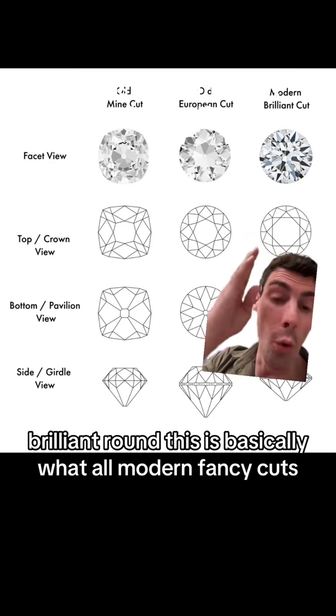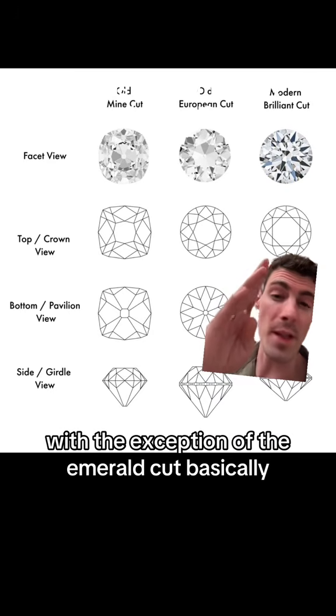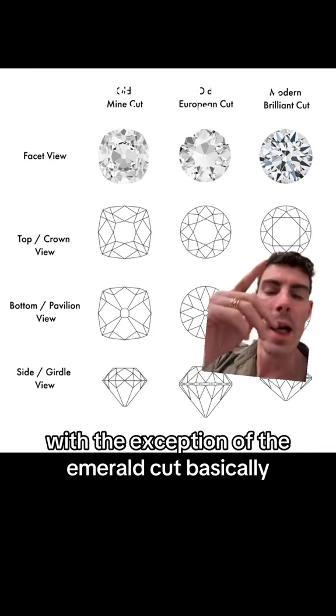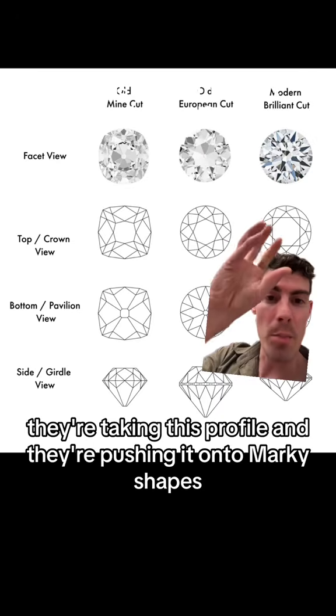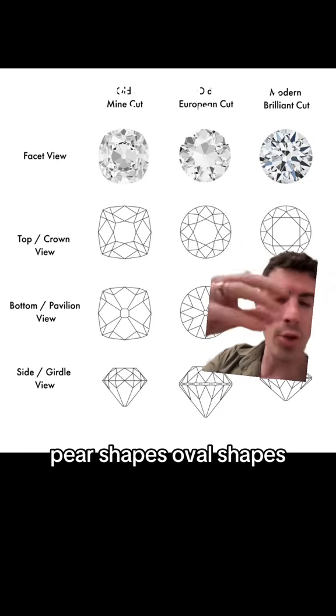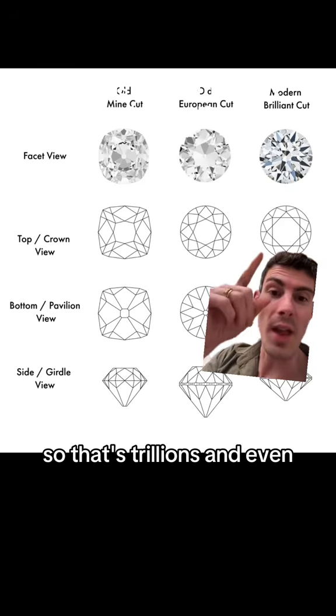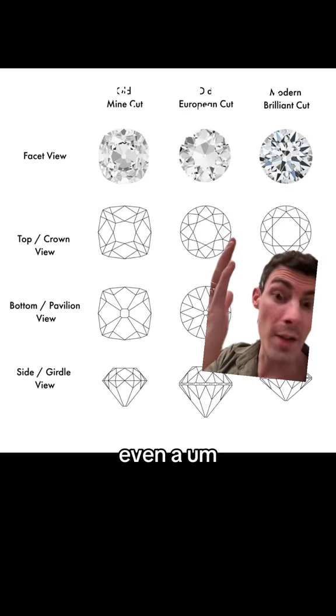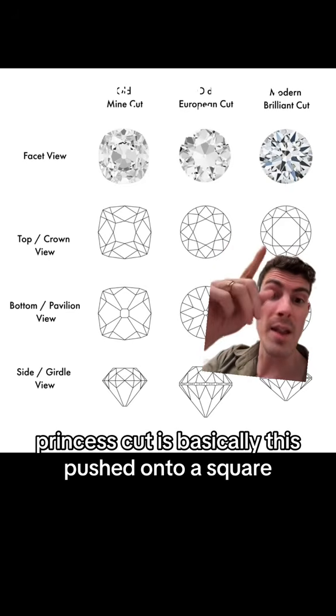And this is basically what all modern fancy cuts, with the exception of the emerald cut, are based around. They're taking this profile and pushing it onto marquise shapes, pear shapes, oval shapes, so you name it. That's in trillions, and even a princess cut is basically this pushed onto a square.